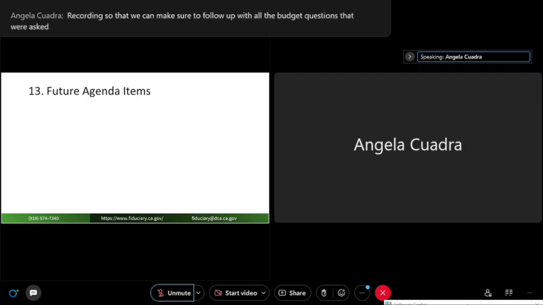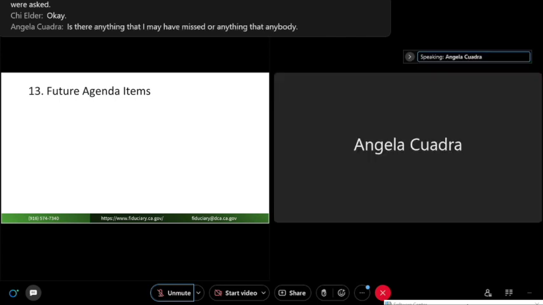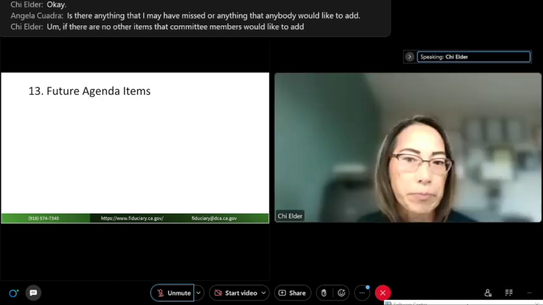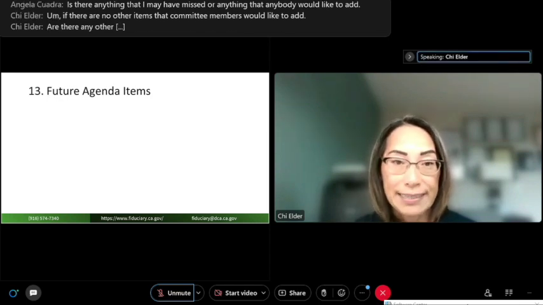Is there anything that I may have missed or anything that anybody would like to add? If there are no other items the committee members would like to add, are there any other items staff would like to add?